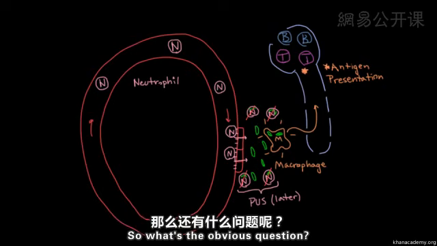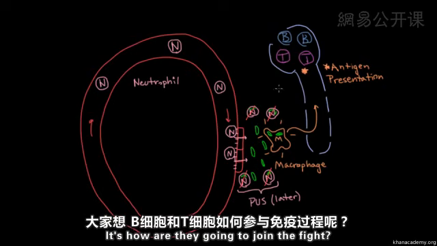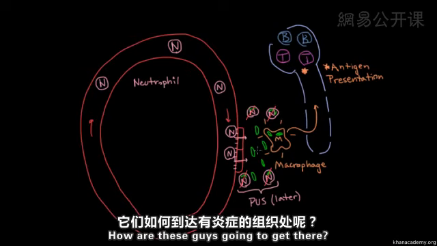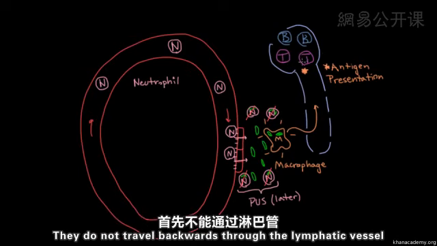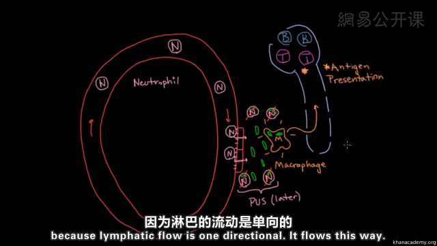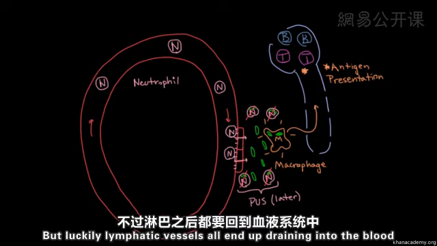So what's the obvious question? It's, well, how are they going to join the fight? How are these guys going to get there? They do not travel backwards through the lymphatic vessel because lymphatic flow is one directional. It flows this way. But luckily, lymphatic vessels all end up draining into the blood.